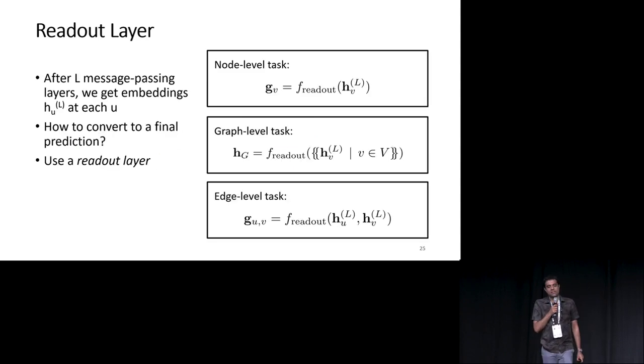Depending on what your ultimate task is, there might be a final readout layer. If you have a graph level task, you might want to combine the node embeddings of all the nodes in the graph. Or for an edge level task, say the edge of interest is u comma v, you would look at the node representations of u and v and apply some function to them.